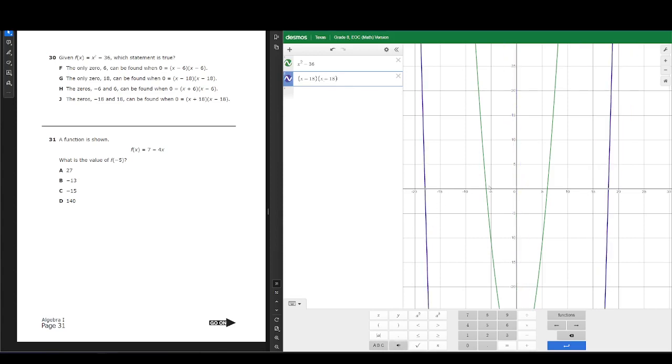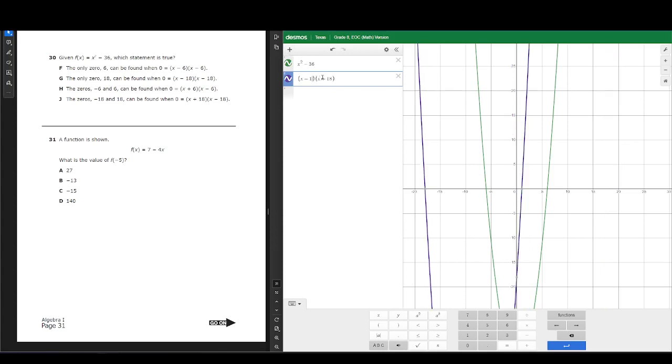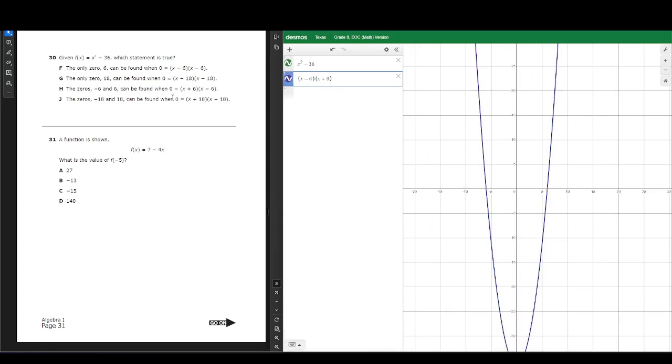Now it's at least symmetric. And then finally, our correct answer, x minus 6 and x plus 6, gives us the exact correct answer. So that one is C, or H. A function is shown. I guess, yeah.